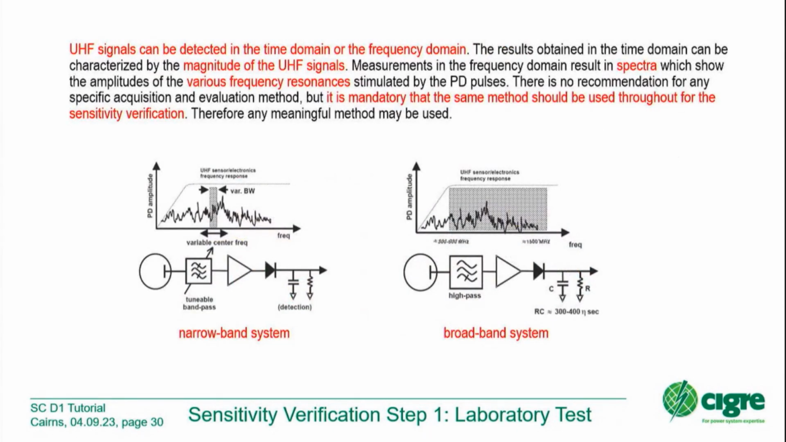Then we have to talk about the measuring instruments, and it is possible to use narrowband systems for detection. That means in the frequency range, you make applicable only a few limited spectral lines or a narrow band with some 100 megahertz bandwidth, or you are using a broadband system, which covers the full frequency range, let's say from 200 megahertz up to 1.5 gigahertz. But at the end of the day, this is all documented in the test report from sensitivity verification step 1.